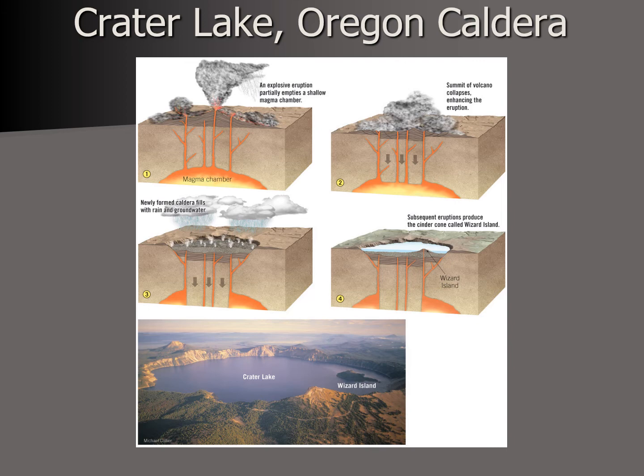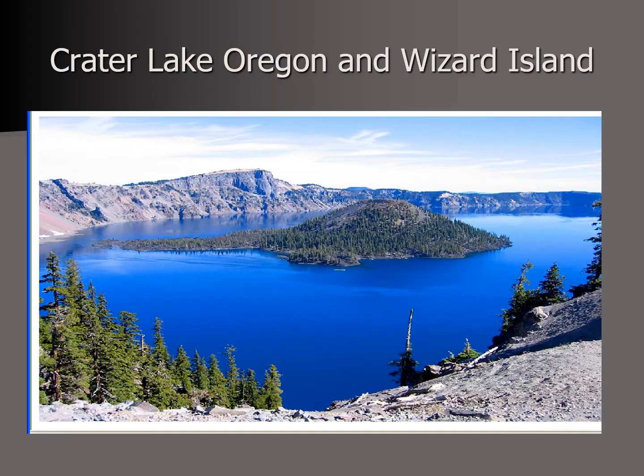Okay, so this is another little step-by-step on how you go from Mount Mazama to Crater Lake. This caldera here, on what was Mount Mazama, is now a caldera. It's called Crater Lake, but it's a caldera. I think they should change the name to Caldera Lake. And then there's Wizard Island.